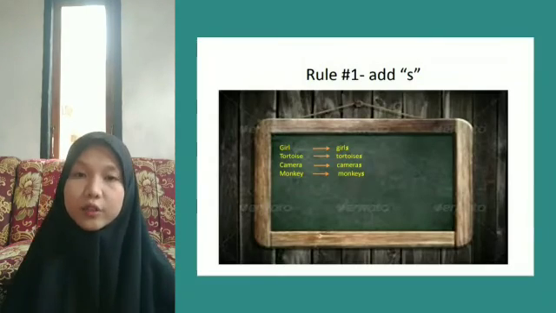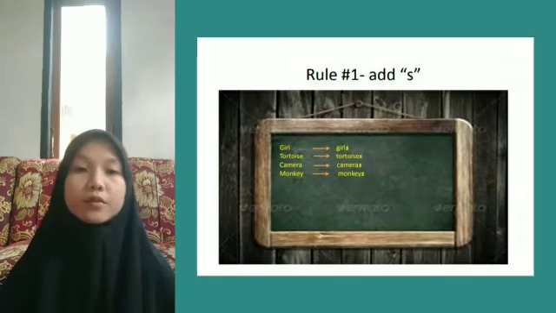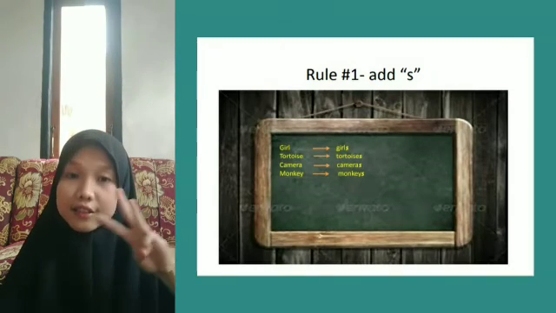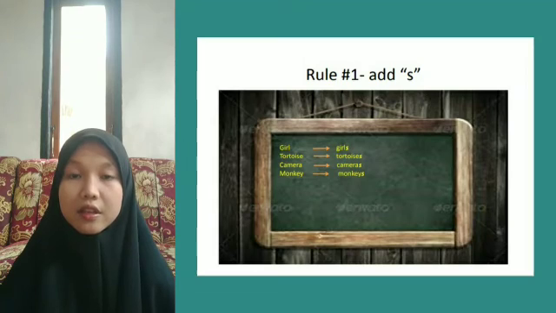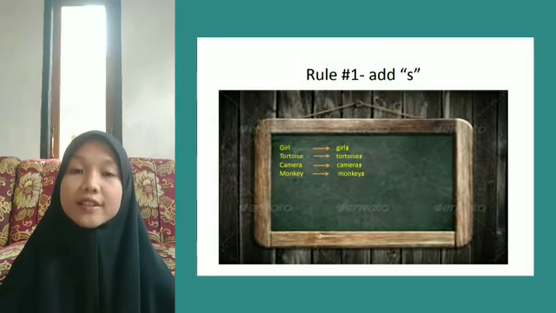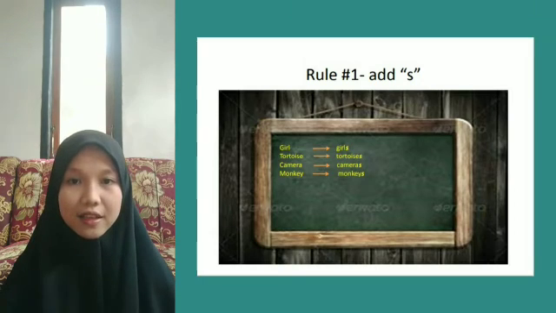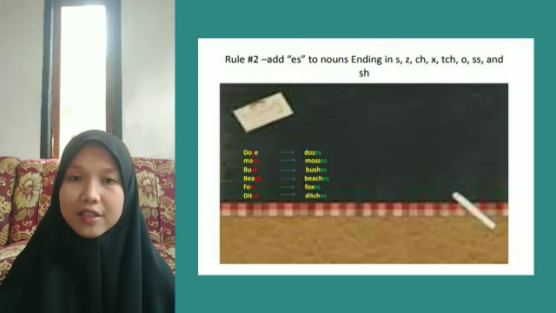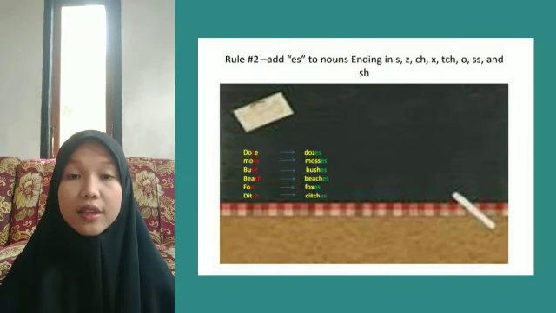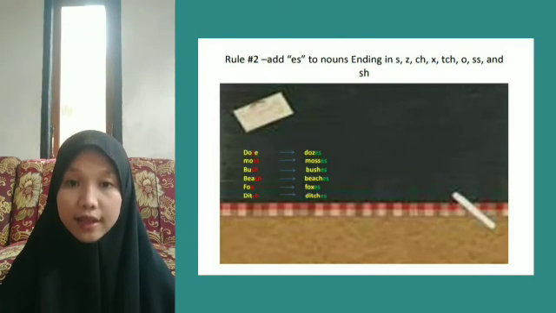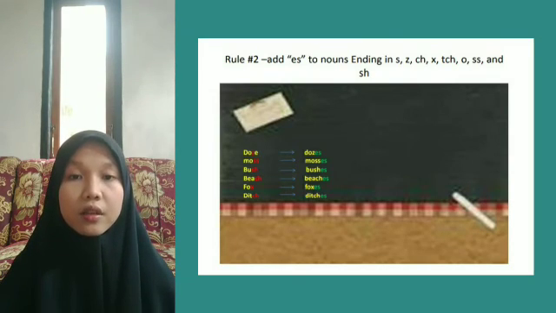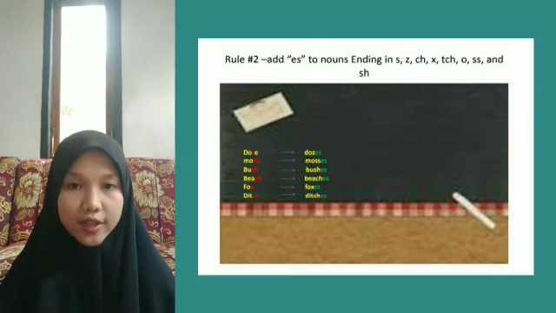Now, I will tell you the examples of forms of nouns. There are three rules for nouns. The first rule is adding the suffix s. For example, girl to girls. The second rule is adding the suffix es when a noun ends with s, x, o, ss, sh, and etc. For example, fox to foxes or potato to potatoes.